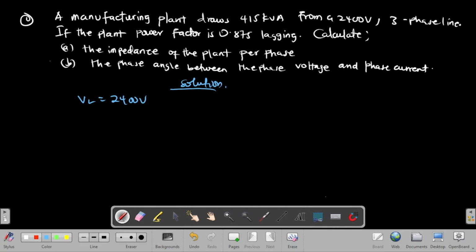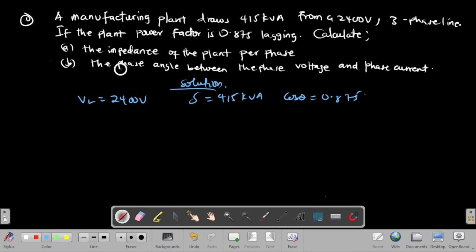Now this is our power. So this kVA is our power S. So my power S is equal to 415 kVA. Then what do I have? I have my power factor, 0.875, which relates to my phase difference. Power factor is cos theta. So I have cos theta is equal to this, as simple as that.